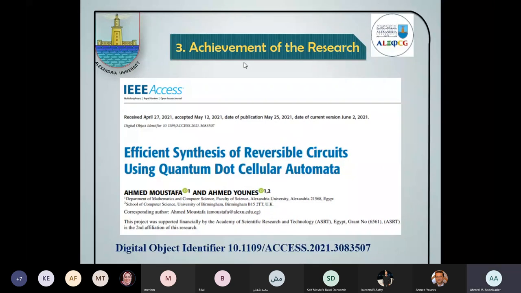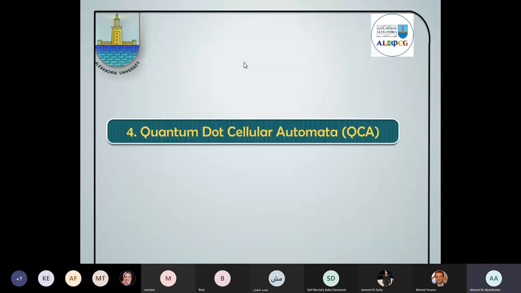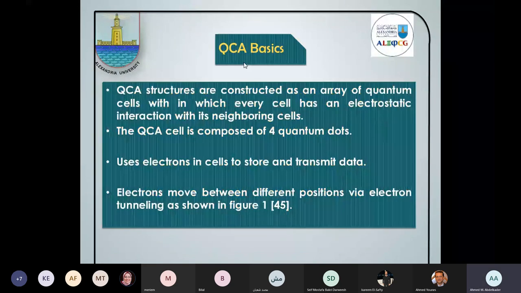And now let's get to know what the quantum dot cellular automata basics are. As shown in the problem statement, quantum dot cellular automata is a nanoscale nanoelectronic technology and can be used to build a reversible circuit. QCA depends on binary information that is encoded as two free electrons inside a corner of a quantum dot cell.